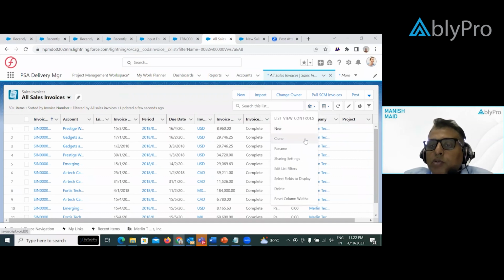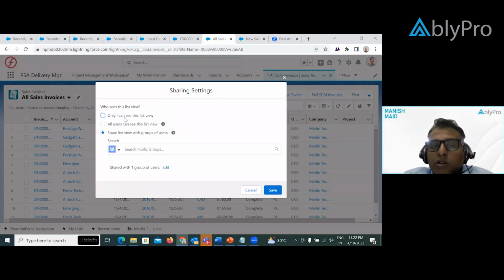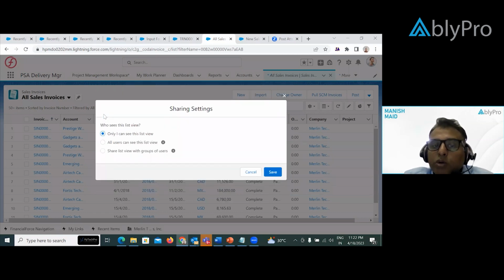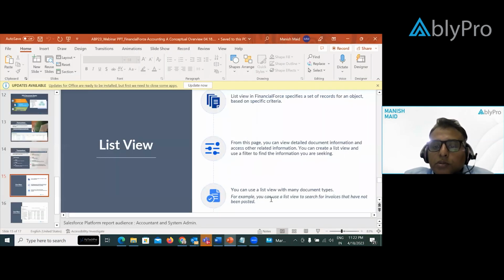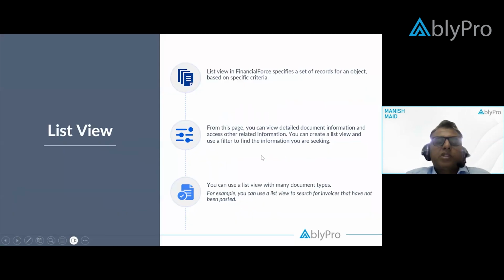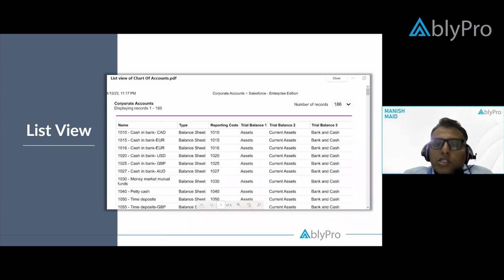We can clone this list view. We can rename this list view however we want. We can share this list view with people around. I can share with a list of people or a group of users, or I'm the only one who can see this list view. So we can define list views and we can define the accessibility of the list view. So this is all about the list view. We can discuss further on these list views in other upcoming webinars. So this is a small screenshot for the list view here.